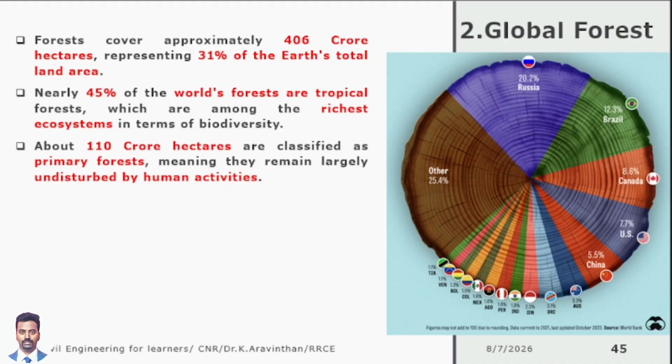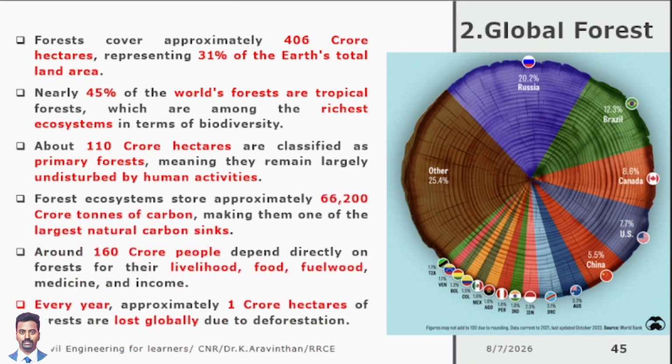That means it is not impacted by humans. Those are called primary forest. Why we are looking into forest is, forest consumes CO2. How much CO2 it consumes, you should know. 66,200 crore tons of CO2 is being absorbed. We are generating industrial products, but when generated, it emits CO2. Who inhales that? This forest. How much does it inhale per year? 66,200 crore tons. So this is an understanding of the global scenario.